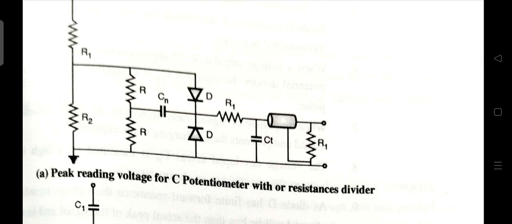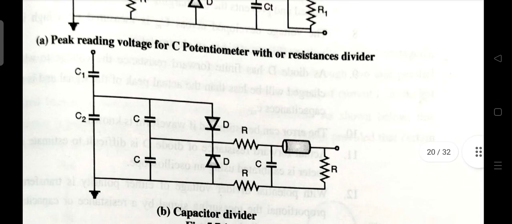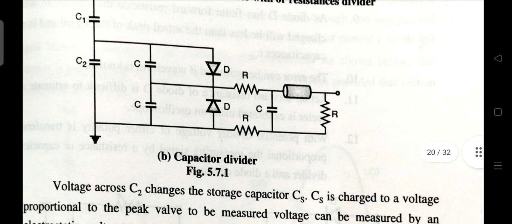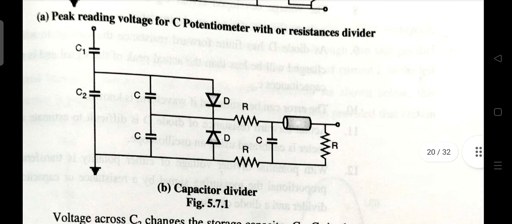Here we can see two figures, a simple peak voltmeter circuit with a capacitor voltage divider which reduces the voltage V to be measured to a low voltage Vm. The voltage across C2 charges the storage capacitor Cs, and Cs is charged to a voltage proportional to the peak value of the voltage to be measured. It can be measured by an electrostatic voltmeter or other suitable voltmeters with high input impedance.